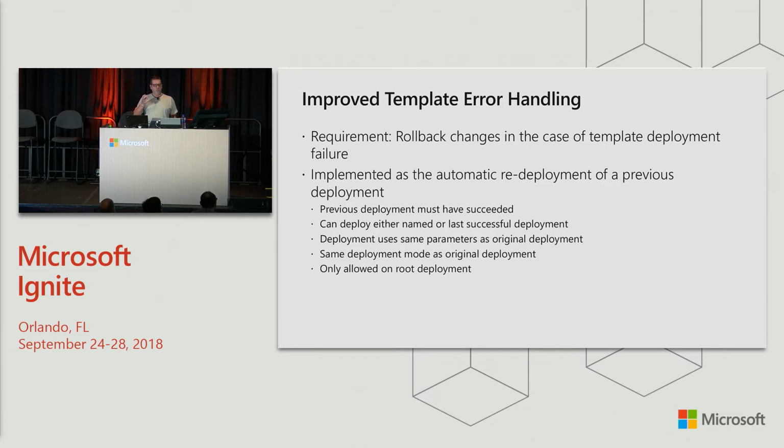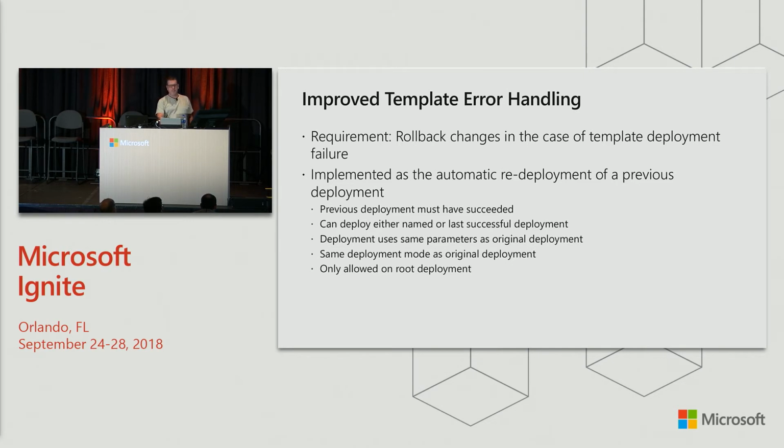So basically, if your deployment fails, we will automatically run a previous deployment that you specify. Either you specify it by name, by ID, or you specify it by saying just do the last successful one. And we'll automatically use the same mode that that thing was done in, and we'll use the same parameters. So you don't have to pass anything other than just use that one.